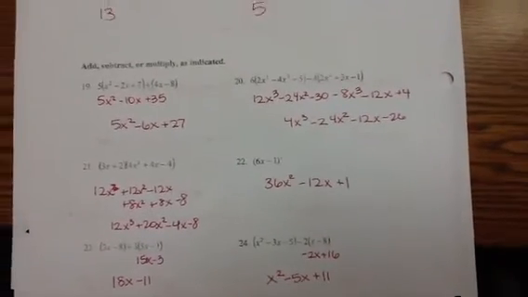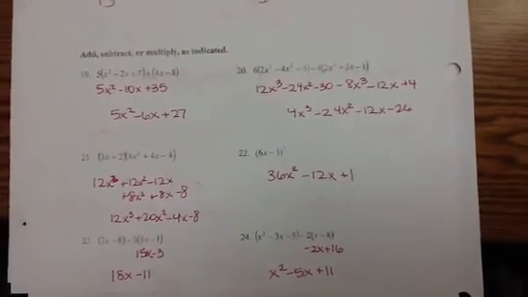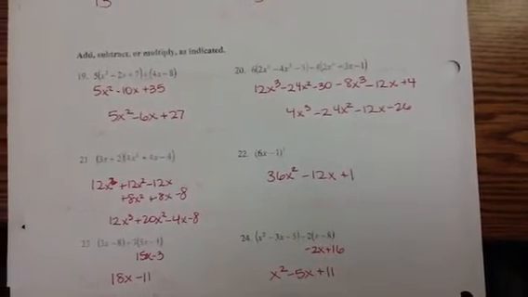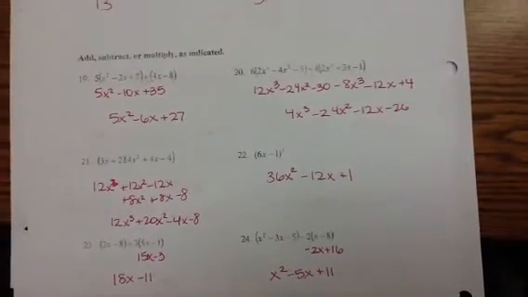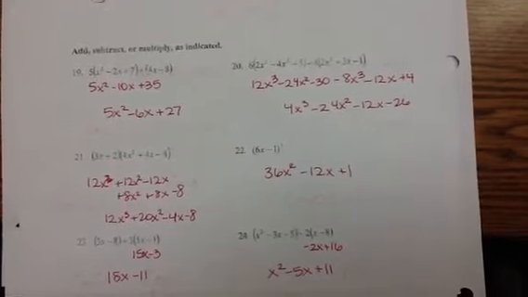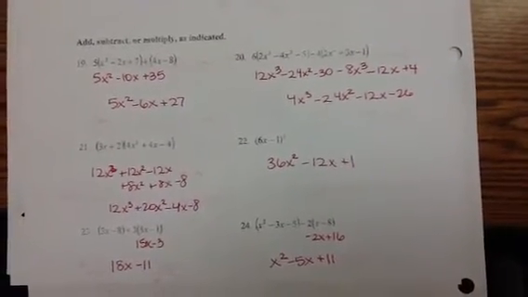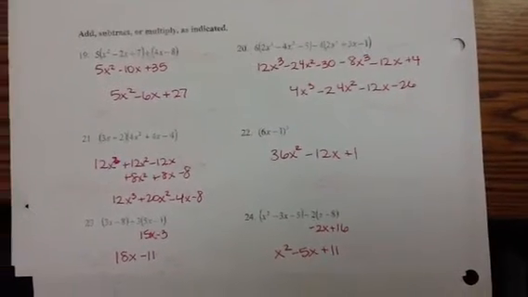Number 20, I distribute my 6, and then I distribute -4. If you choose to not distribute -4 and just 4, it stays a subtraction problem. If you distribute -4, it becomes an addition problem. You get 4x cubed minus 24x squared minus 12x minus 26.